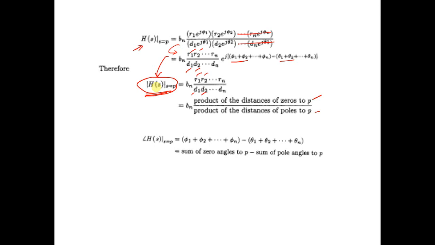Okay, then similarly, if you want to find out the phase response, we have phi1 plus phi2 minus theta1 plus theta2, that is the sum of zero angles to P minus the sum of pole angles to P. And what is this P? The P corresponds to the frequency, because when we were looking into filter designing or any system designing aspects, this point P is on the y-axis, which corresponds to the omega.